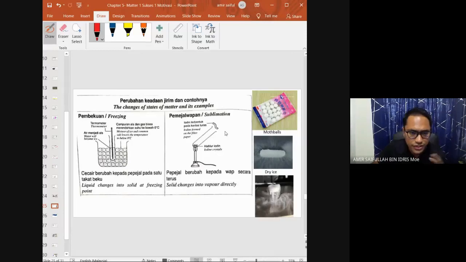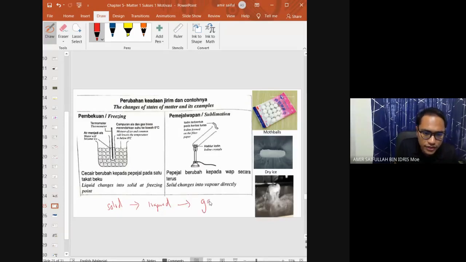Okay, so we are almost finishing already. So the change of state of matter. We can see freezing. Freezing is when liquid changes into solid at the freezing point. And we have sublimation. As you have learned, I have repeated this many times already, so I will go very quickly.